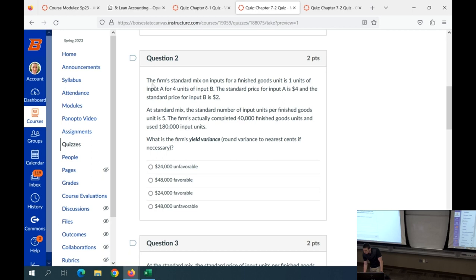So the firm's standard mix on inputs for a finished goods unit is 1 unit of input A for 4 units of input B. The standard price for input A is $4, and the standard price for input B is $2. So it's going to be relevant because we're going to have to create the price of a unit at standard mix.